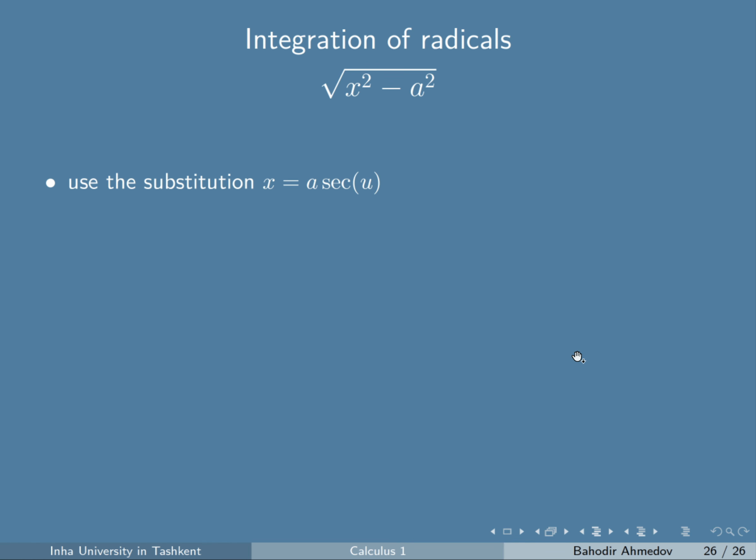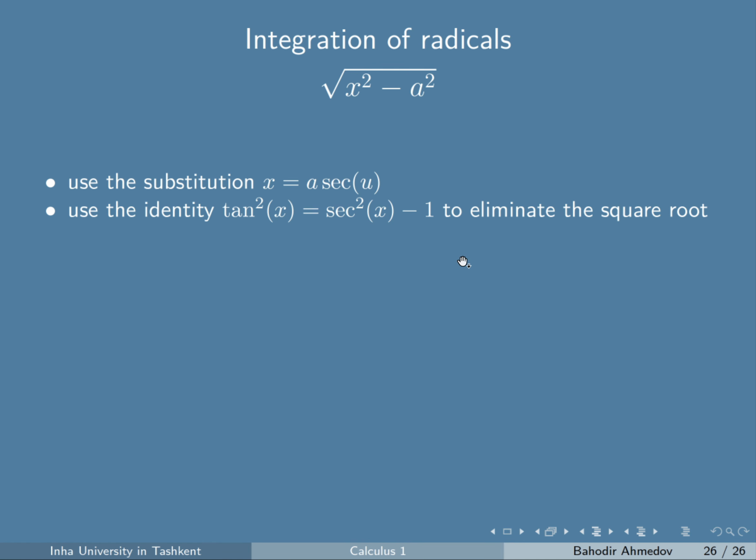The very last case: if your integrand is given in the form x squared minus a squared. This is a little bit different form than before, right? Previously it was a squared minus x squared. If this is the case, then use the following substitution: x is equal to a multiplied by the secant of u. Then use the identity tangent squared is equal to secant squared minus 1. So we are going to substitute the x with a secant of u, and dx is going to be substituted with a secant of u tangent of u du.